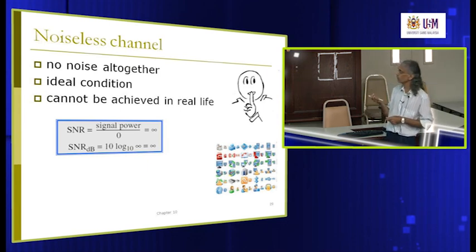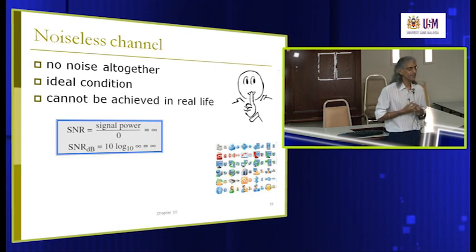So if you go back to our formula, SNR equals signal power over noise power, we want the noise to be removed altogether. It means that noise becomes zero, so whatever signal power we use, we will get an SNR of infinity. This is almost impossible because it's very difficult to get noise to zero.